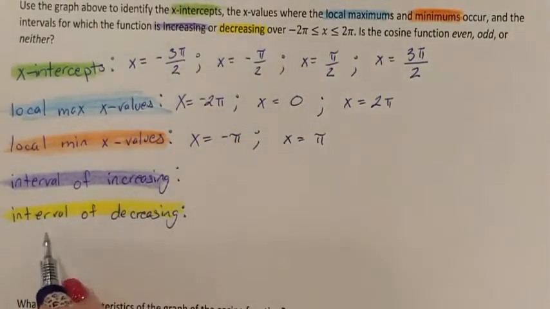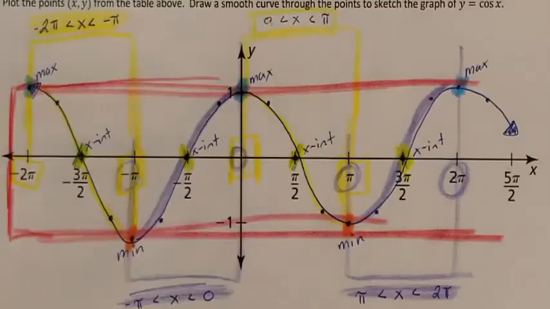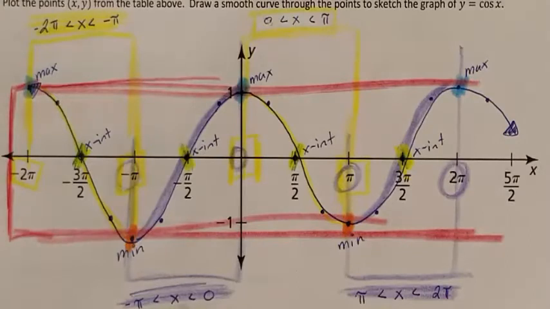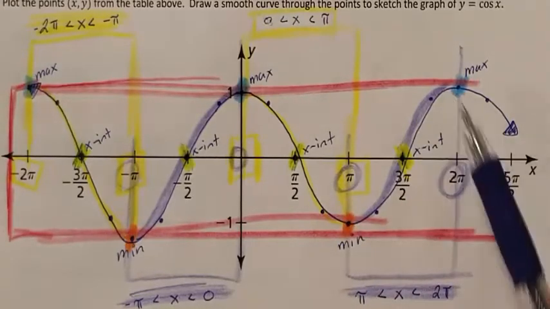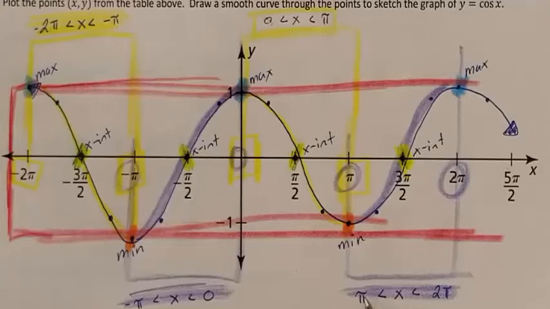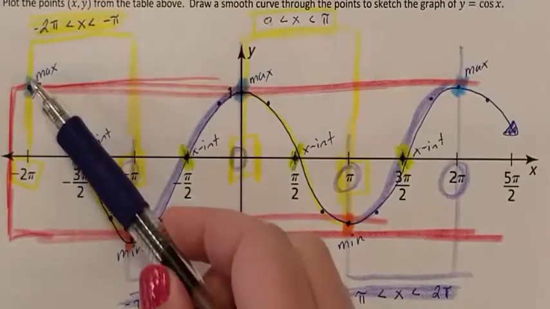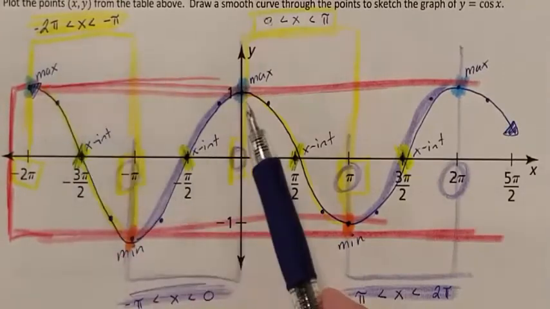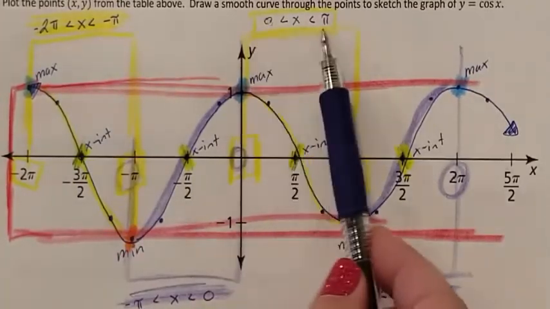Areas of increasing and areas of decreasing. Increasing is when you're going up the roller coaster, up the mountain. So I went up the mountain here, and we identified this area of increase. And I went up the mountain here, and we identified this area of increase. Decreasing is when you go down the roller coaster, down the mountain. We went down here, and we identified it as this interval. And we went down here, identified it as this interval.